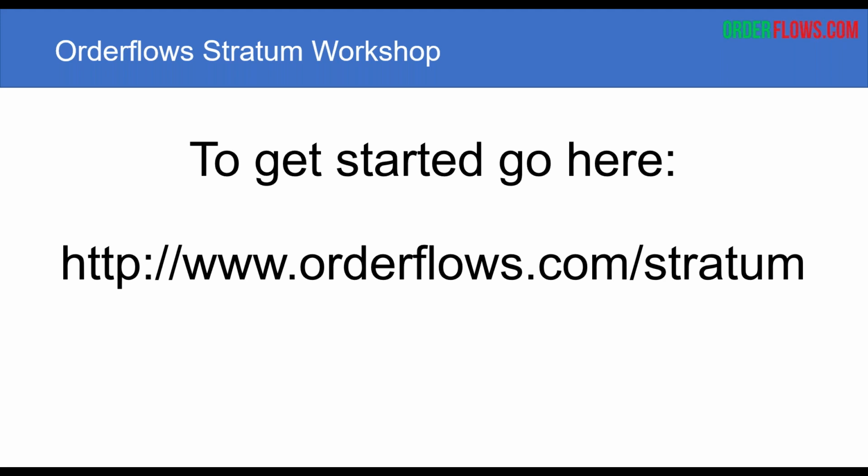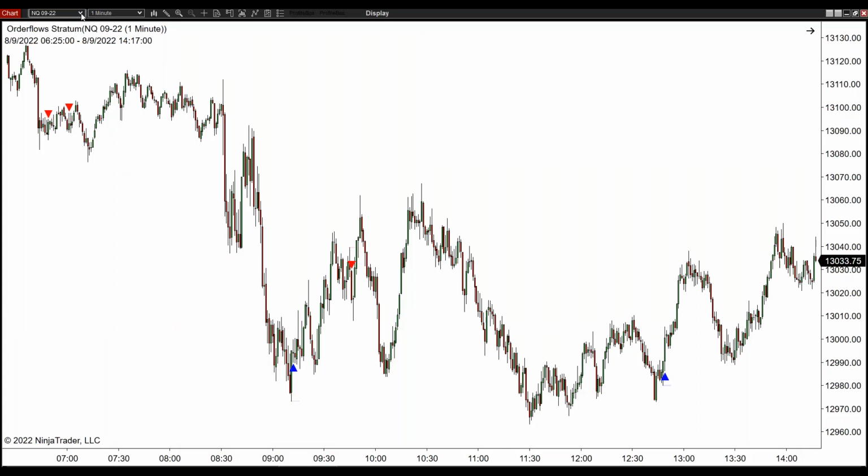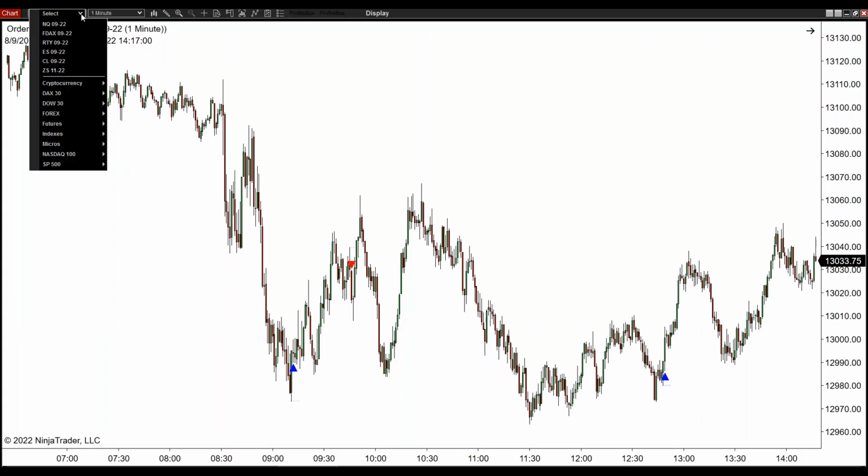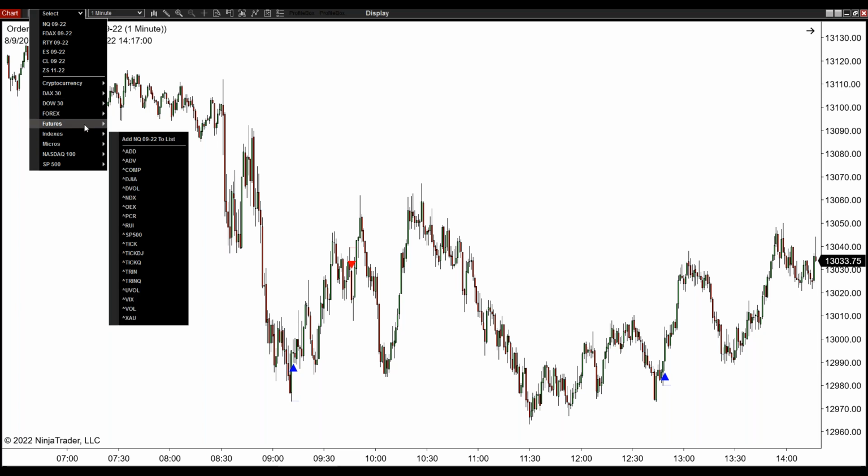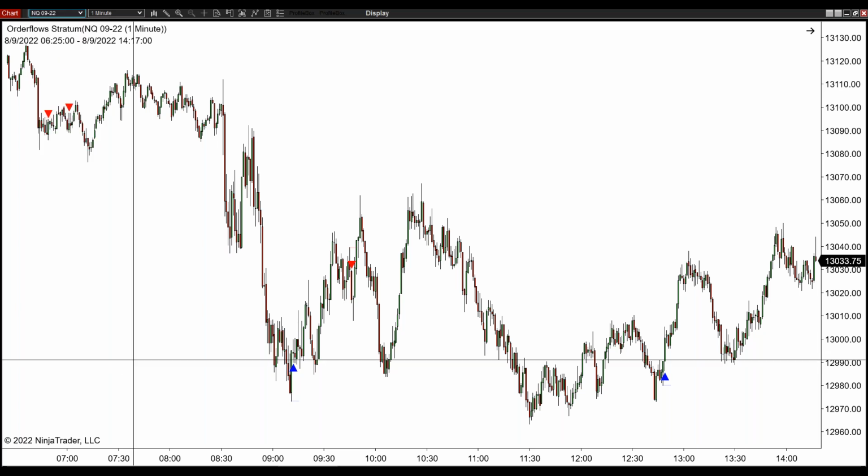Steve asked, do the markers print after the bar closes? Okay, so that's a good question because I did want to talk about this and I didn't talk about it yet. So let's just choose a market. I don't know. Let's keep it simple. Wheat. Okay.